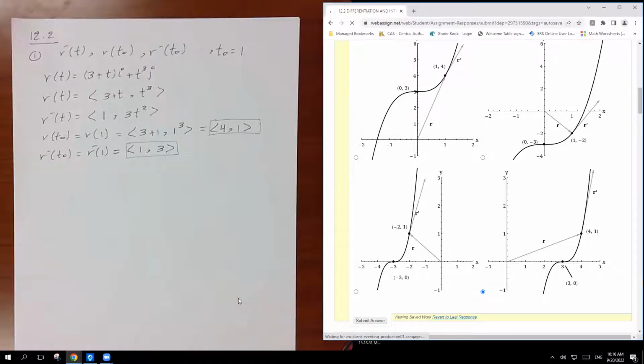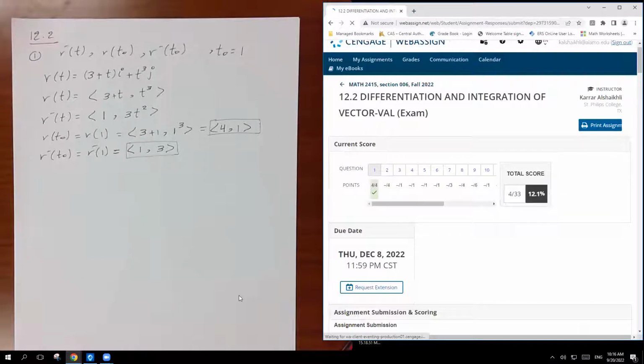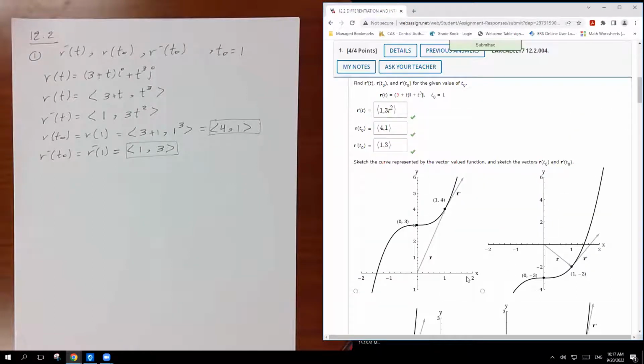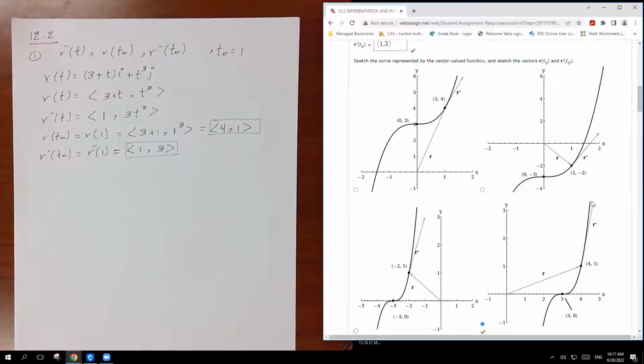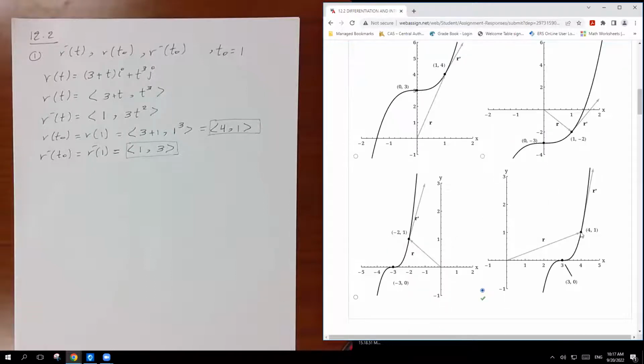So you're going to graph r of t first. Then you're going to start from r of t as an origin point and keep going up. Then I'm going to see how much the prime is. r prime is 1, 3. So I start from this point, 1 and 3 up. So this is the right option.